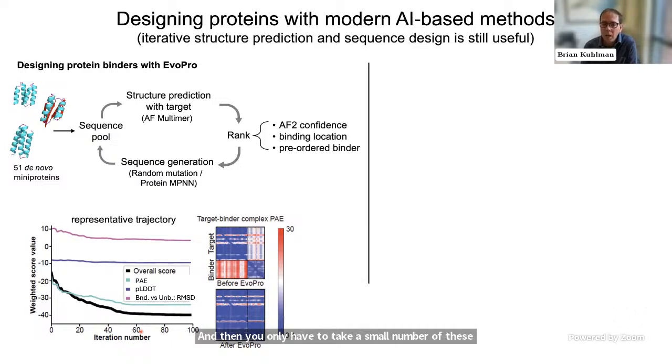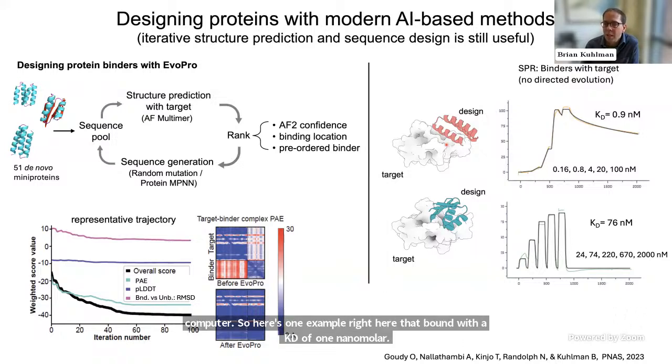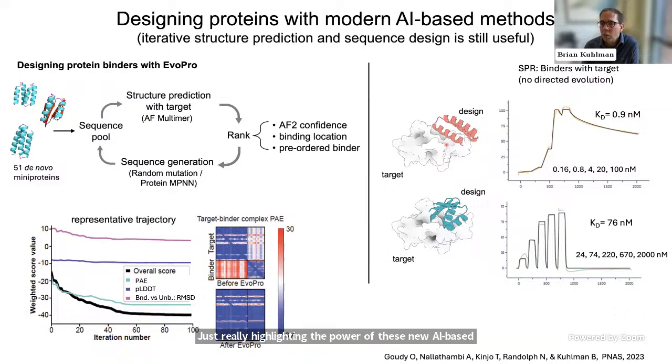In this case, we characterized on the order of 20 of them, and more than half of them showed evidence for binding. And some of them bound quite tightly straight from the computer. So here's one example right here that bound with a KD of 1 nanomolar. Just really highlighting the power of these new AI-based methods, something that would have been really hard to do, I think, with the tools that we had available 10 years ago.